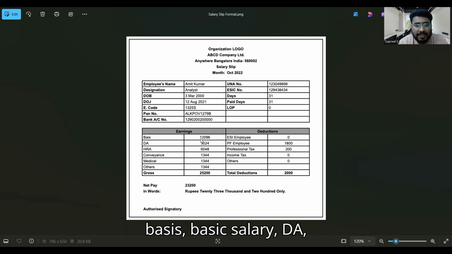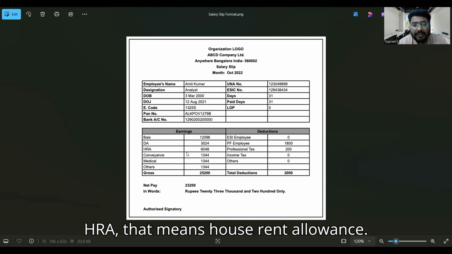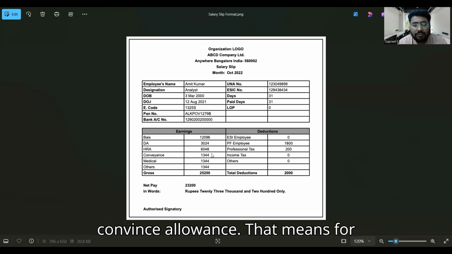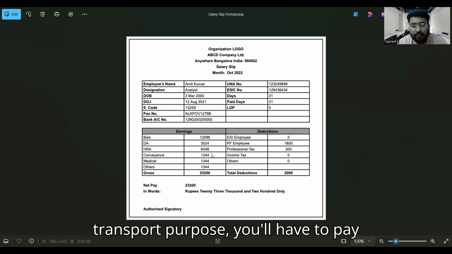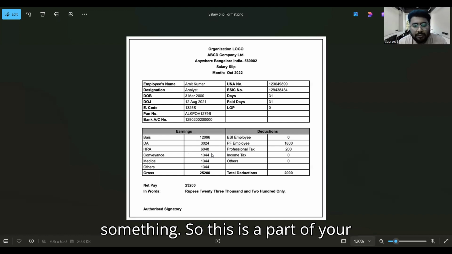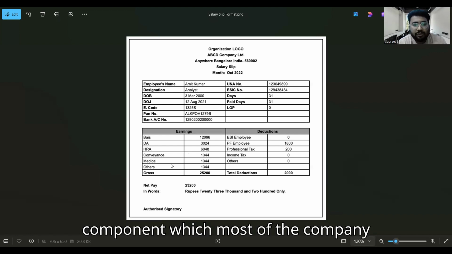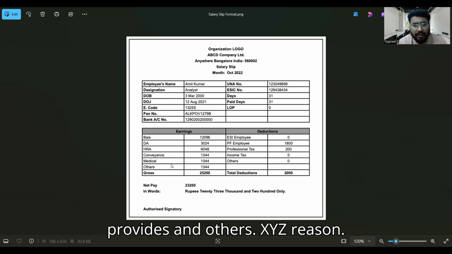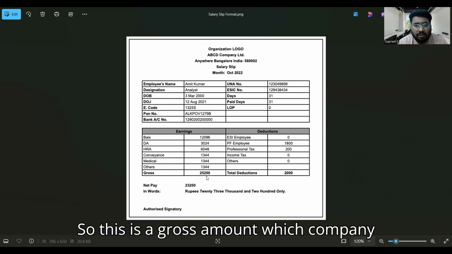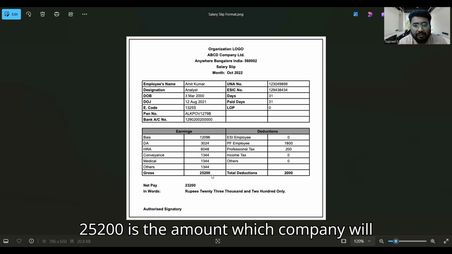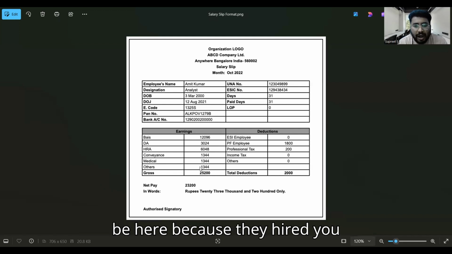So basic salary, DA, HRA, that means house rent allowance. Most companies provide this HRA, and conveyance allowance, which means for transport purposes, you'll have to pay something. So this is a part of your salary. Medical, this is also a component which most companies provide, and others, for XYZ reasons. So this is the gross amount which the company would bear because they hired you. 25,200 is the amount which the company will bear because they hired you, they offered you a job.